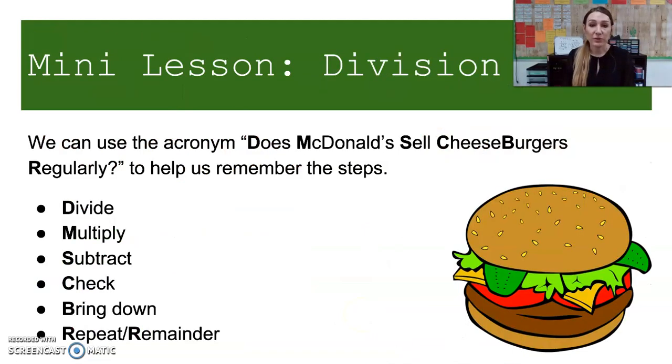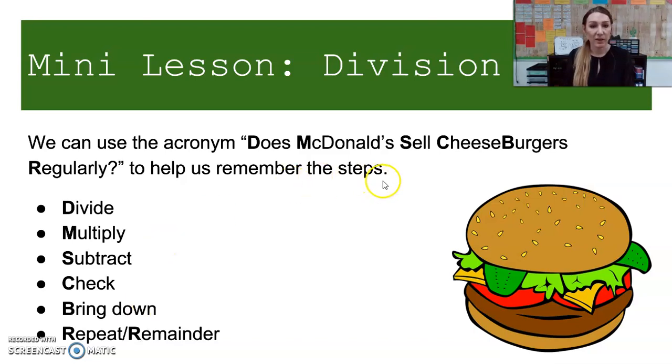So I'm going to be using the acronym Does McDonald's Sell Cheeseburgers Regularly to help us remember our steps to long division. So this little acronym is going to help me remember that I need to first divide, then multiply, then subtract. I'm going to check, bring down, and then I'm going to repeat those steps until I can't divide anymore.